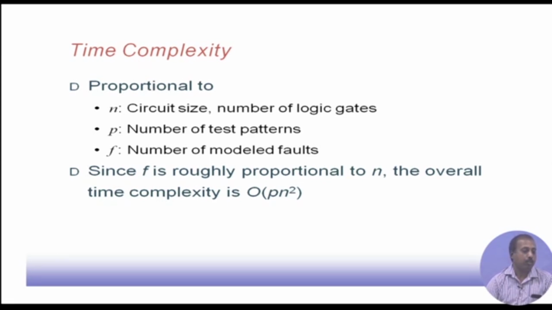So, the overall complexity is n into P into F, and if F is replaced by twice n, it becomes big O of P n square. So, as you increase the size of the circuit, the complexity of the fault simulator will go up significantly. As we increase the number of test patterns, the fault simulator time increases in a linear fashion.